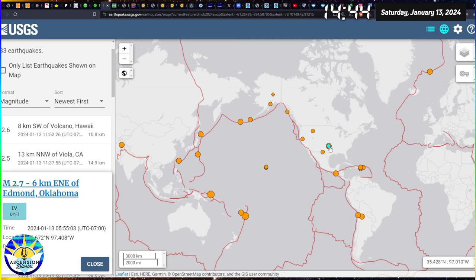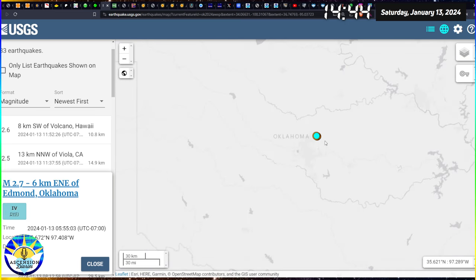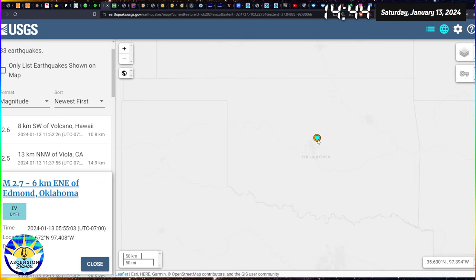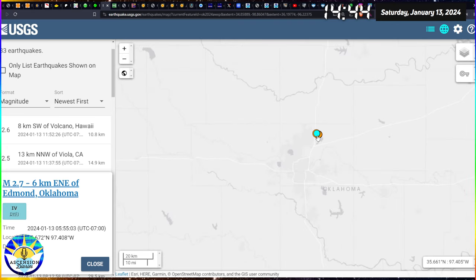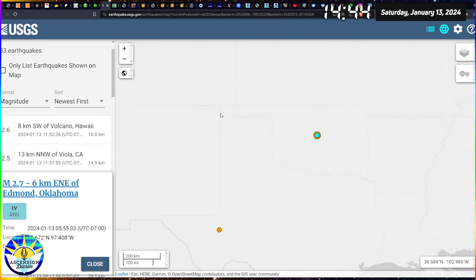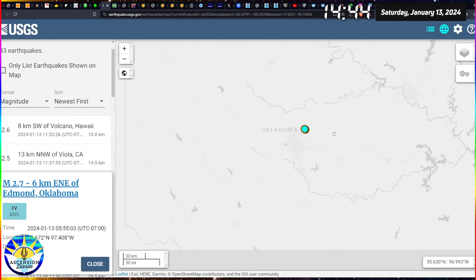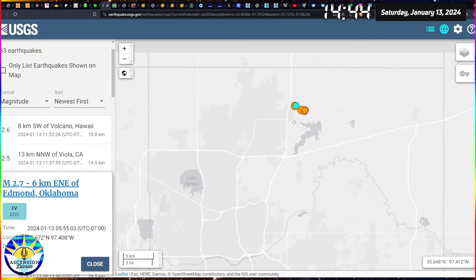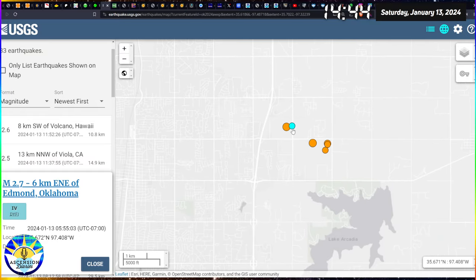They have compiling earthquakes in this portion of Oklahoma, pretty much smack dab in the center of it. Oklahoma is a funny one because they have this bizarre border area right here, and it borders 1, 2, 3, 4 other states. And I always wonder about Oklahoma. So here is the clustering of earthquakes that's happening.